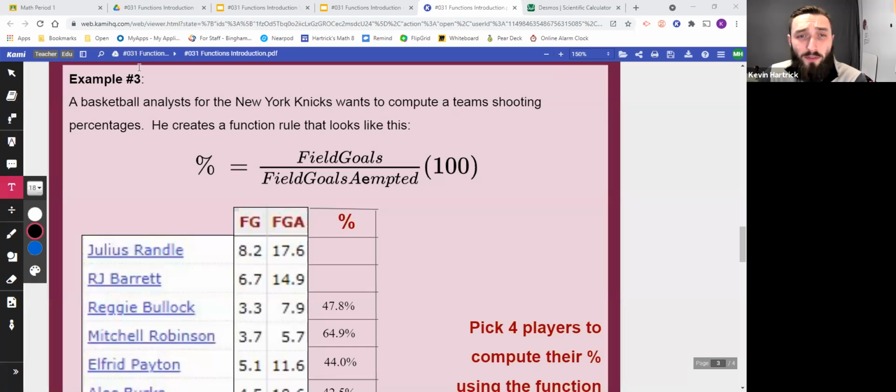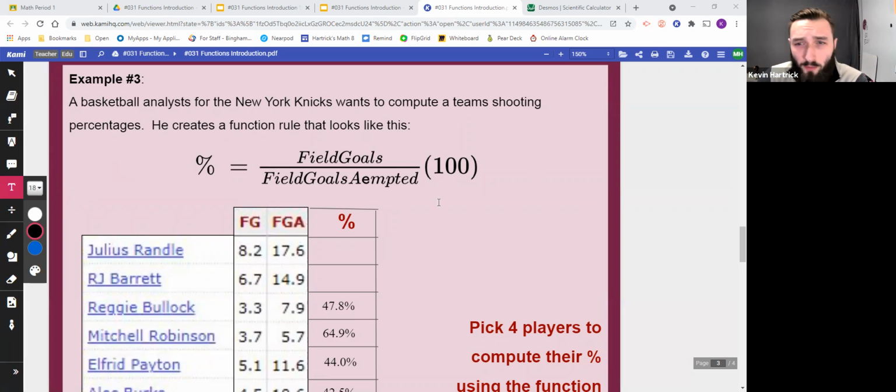So now in example 3, we have a sports example. A basketball analyst for the New York Knicks wants to compute a team's shooting percentages. Sometimes you're going to hear in sports, especially in basketball, like, oh, that guy's shooting 40% from three, right? Those percentages are important ways to compare players and understand how some players are doing better than others, or whatever the case may be. So he creates a function rule that looks like this.